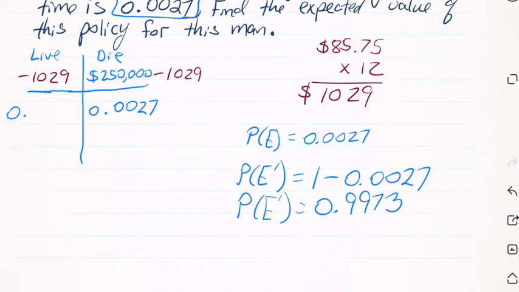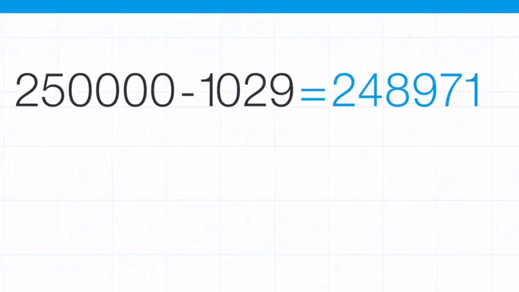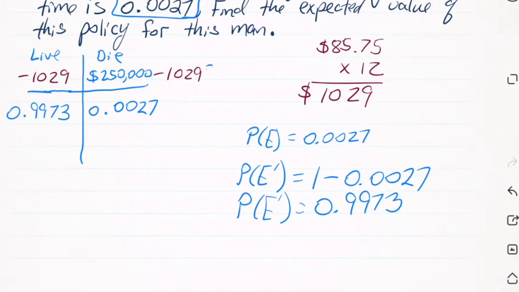So this probability is going to be 0.9973. So I still have to do the 250,000 minus 1,029. 250,000 minus 1,029 is 248,971. So that's the amount of money that the family would get if he died, and then this is just how much he's going to lose if he lives.